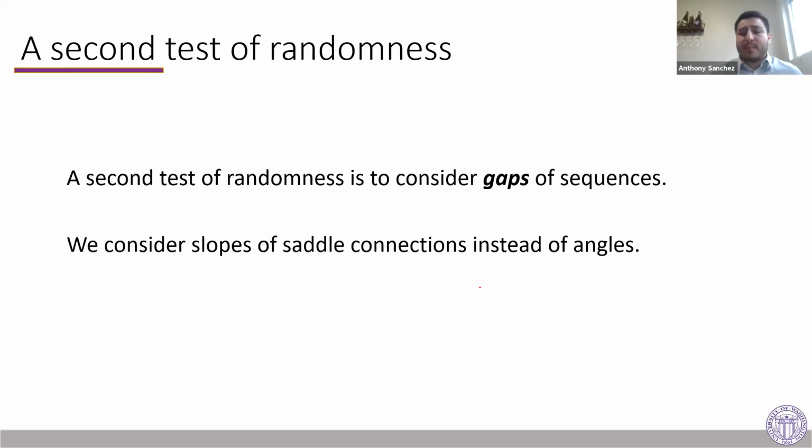And for dynamical reasons that I probably won't be able to get into today, I want to actually consider slopes of saddle connections as opposed to angles. But understanding one is not so different from understanding the other, right? We can go from angles to slopes by taking tans and arctans. And so understanding one is not so different from the other.